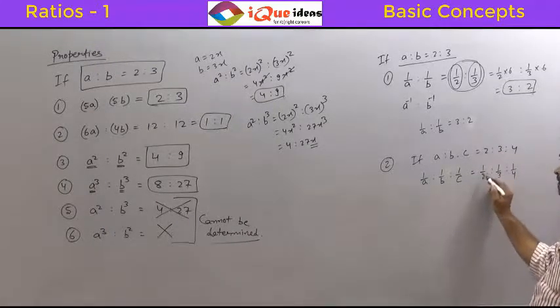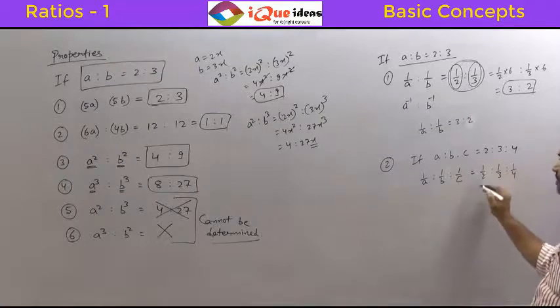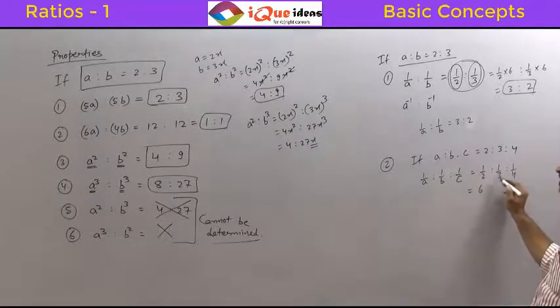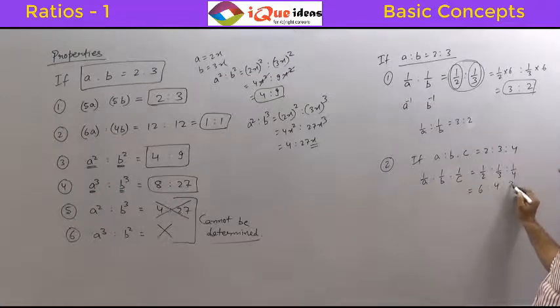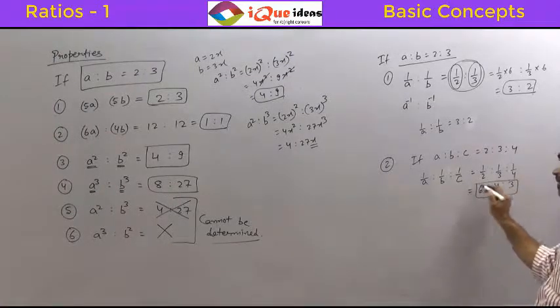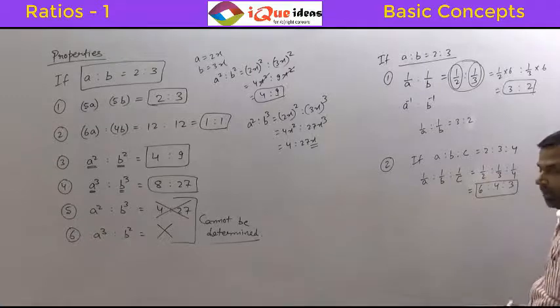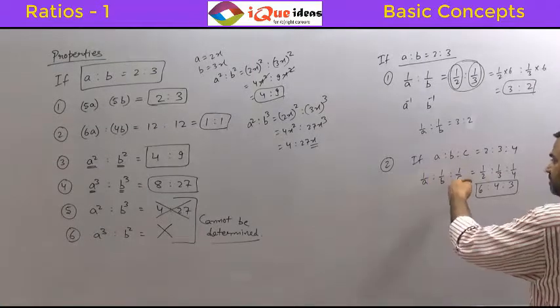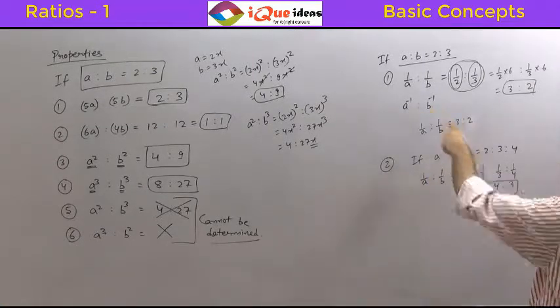Let's check it. Now here 2, 3, 4, the LCM is 12, so multiply by 12. You can do that calculation mentally. We'll get 1 by 2 into 12, that is 6; 1 by 3 into 12, that is 4; 1 by 4 into 12, that is 3. So the answer is 6 is to 4 is to 3. Be careful here. Alright? So if you are inverting each one of them, then only you can calculate, because then all the powers will remain the same.